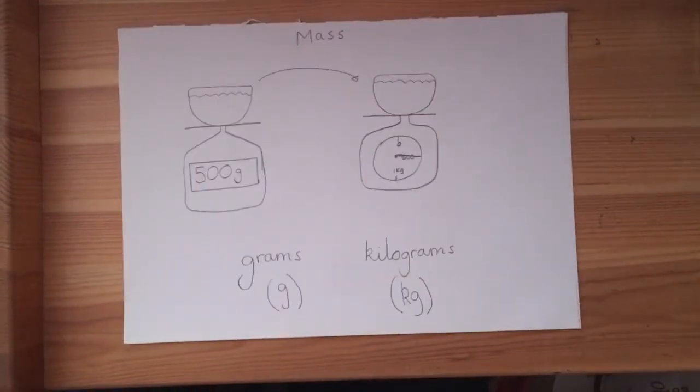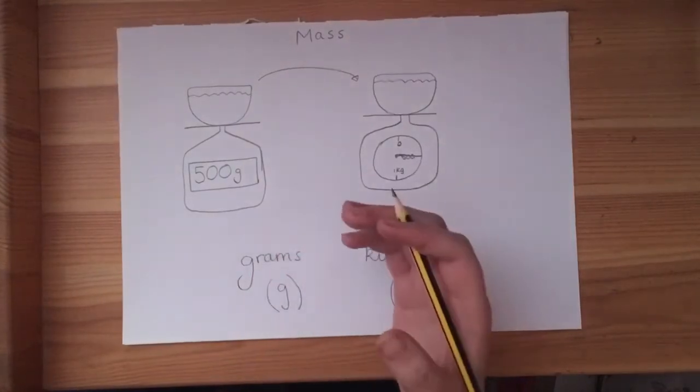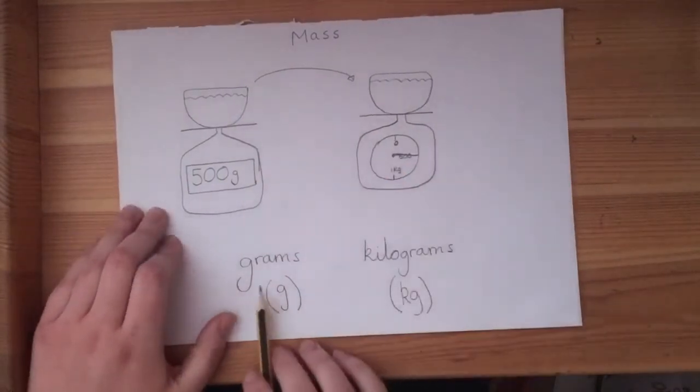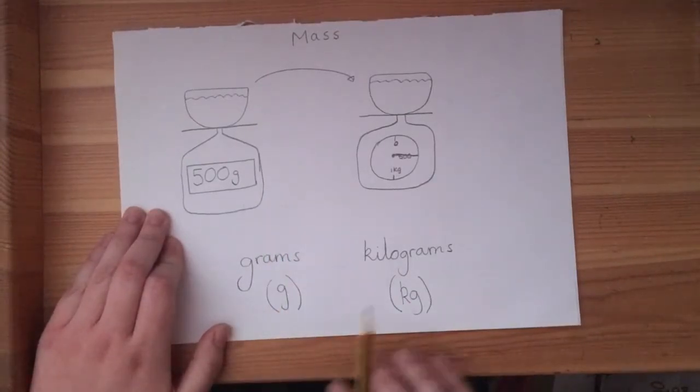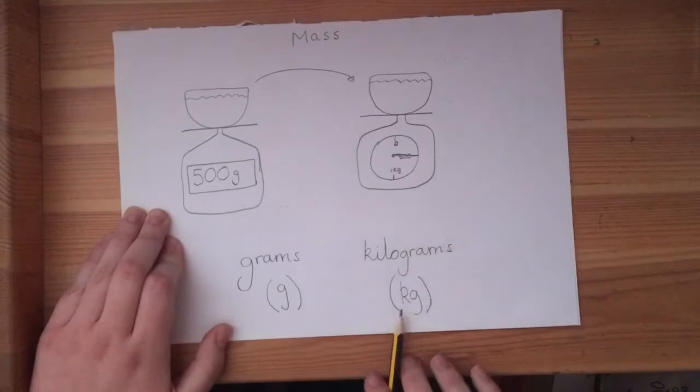To a Year 3 edition of Teach Time Maths. So today we're going to be looking at mass. Mass is measured in something called grams, which is written as a g when we do it in maths, and kilograms, which can be written as kg.